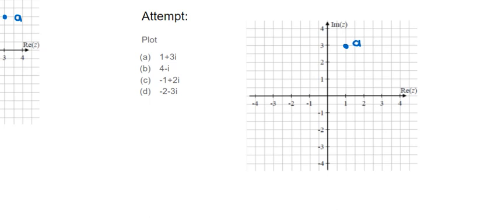Second one is 4 minus i, so remember again, that's the same thing as 4 minus 1i, if there's nothing in front of the i. So I'm going to go across to 4 and then down 1 because it's minus 1i or minus i. So that would be B.